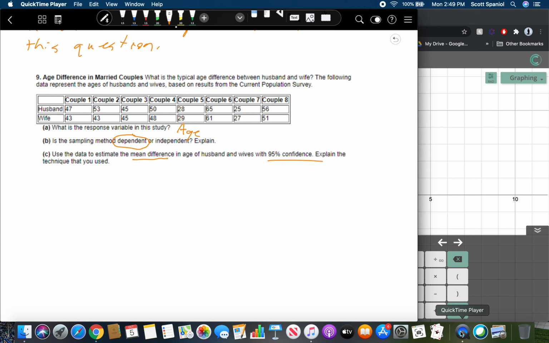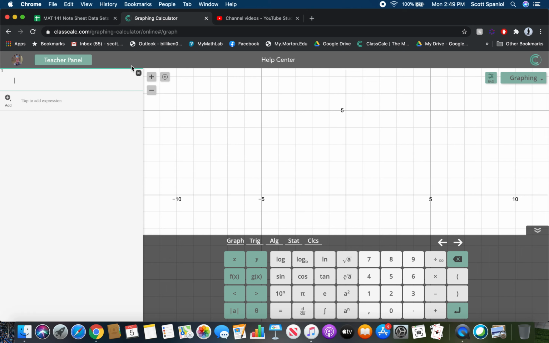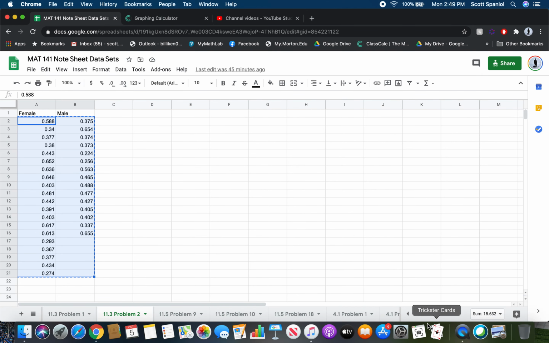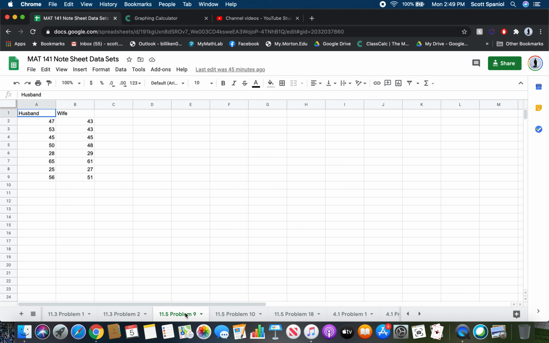Okay, so in this case, what we want to first do is go into our data sheets and get our data for this problem, which is 11.5 problem number 9. So we've got our husbands and wives, and then we want to do the difference between their ages. So we're going to do equals A2 minus B2, and then bring that down so we get all of them. Now we want to copy and paste that data into ClassCalc.